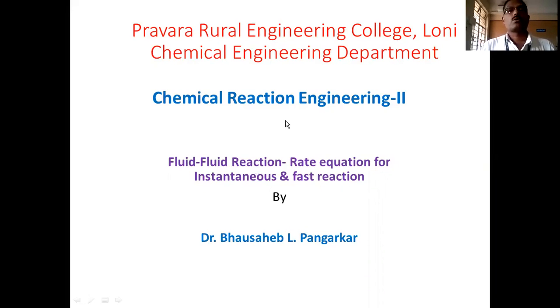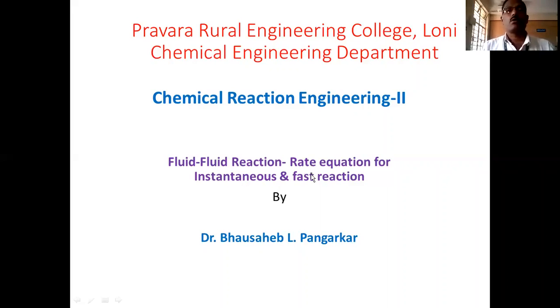So in these kinetic regimes, where does the reaction actually occur? In the gas film, the liquid film, or the liquid film and bulk of the liquid, or the bulk of the liquid. Cases A, B, C, D are instantaneous and fast reactions, which occur in the liquid film. Intermediate reactions occur in the liquid film as well as the bulk of the liquid, and slow reactions occur in the bulk of the liquid.